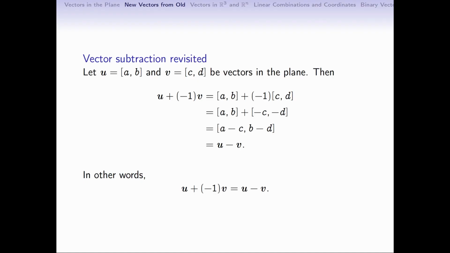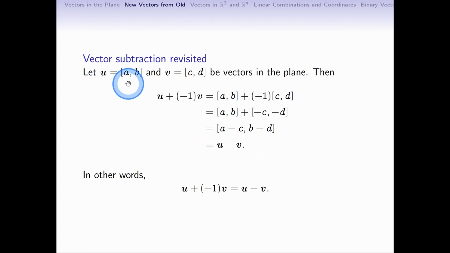I want to share one last idea with you concerning vector subtraction. And this is a nice idea because it allows us to take vector subtraction and think about it in terms of vector addition. And here's the idea. So let u and v be vectors in the plane.